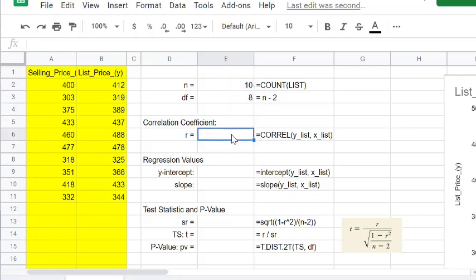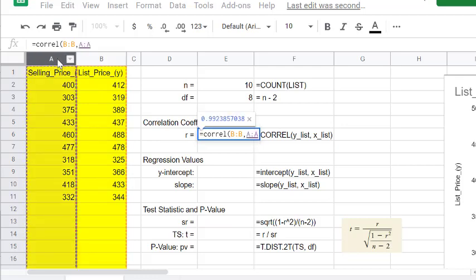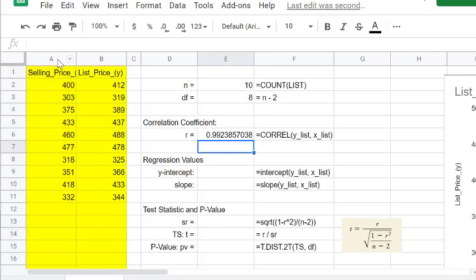Now our special command for the correlation coefficient is CORREL, C-O-R-R-E-L. So let's go ahead and type that. Equals CORREL, open parentheses. Now it's looking for two lists or two sets of data, the Y list and the X list. So I'll click on B, comma, and I'll click on A to give me all those values. And notice again, it ignores the headers because it knows that you have some headers there.